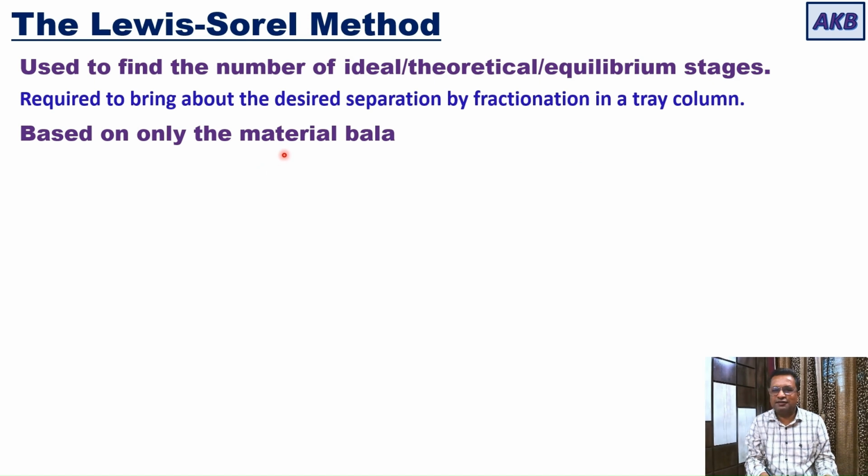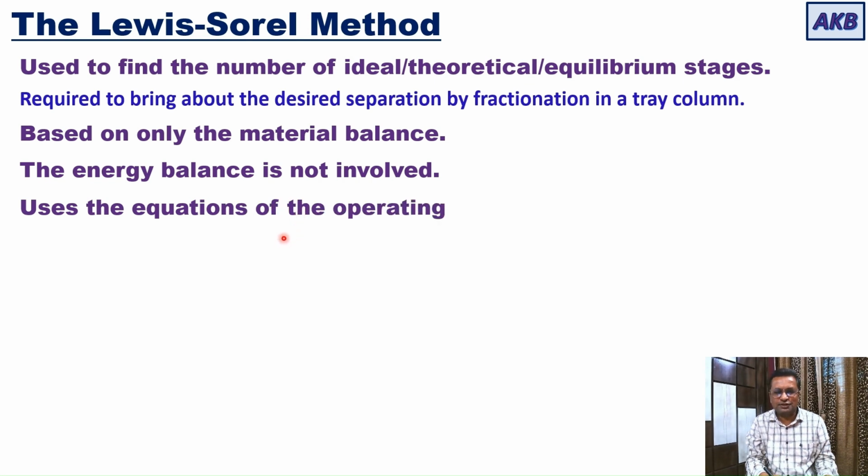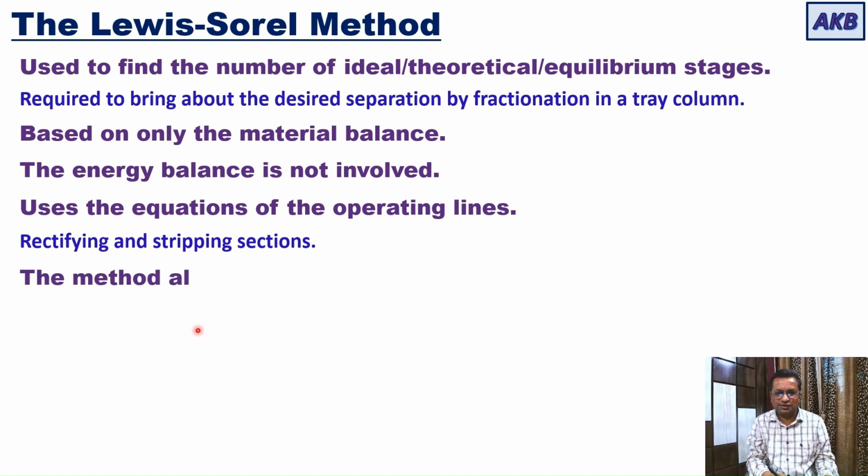The method, that is the Lewis-Sorel method, is based entirely on the material balance. That means energy balance is not involved in this particular method. To be more specific, the method uses equations of the operating lines for rectifying and stripping sections. So the method uses only these equations. Which are these equations? The equations for the operating lines for the rectifying and stripping sections.